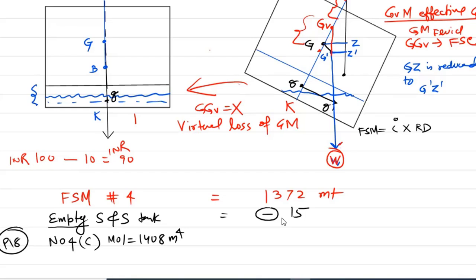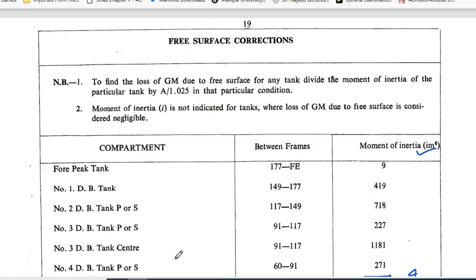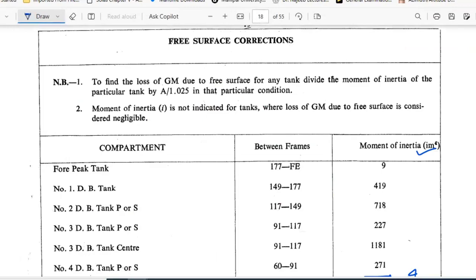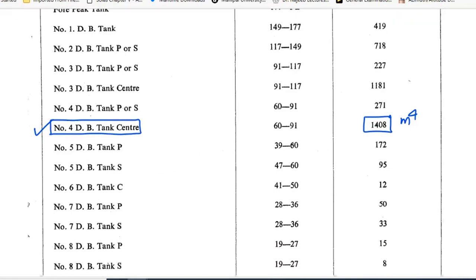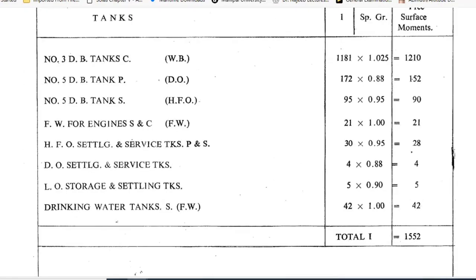You need to find the relative density of HFO. Then only you need to find the free surface moment. So where will you find the relative density of HFO? Let's see. Although I have the shortcut. First, let me teach you the shortcut. This is what he has taken, 0.95 for HFO. Diesel oil, it is taken 0.88. On board ship, you have to take actual.